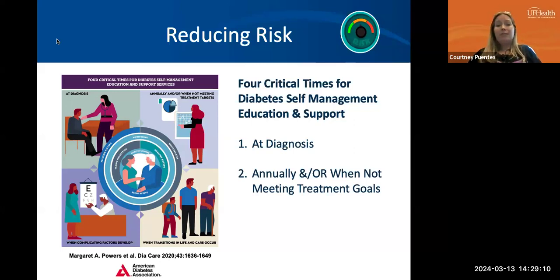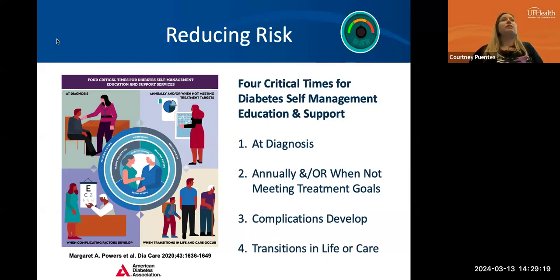Or if goals are not being met. That's another one. Also when complications occur, how to manage those complications and avoid further complications, and transitions in life.